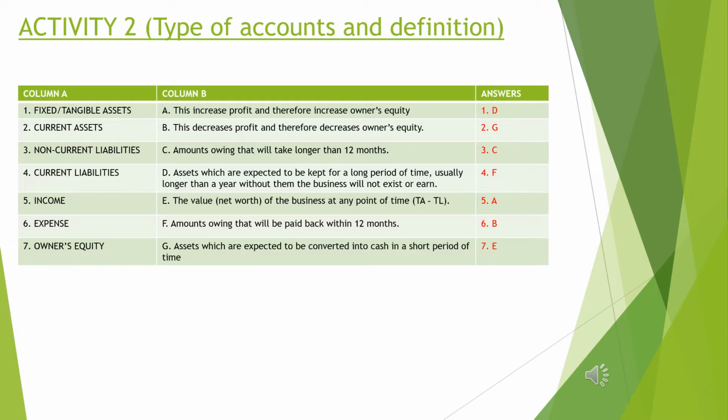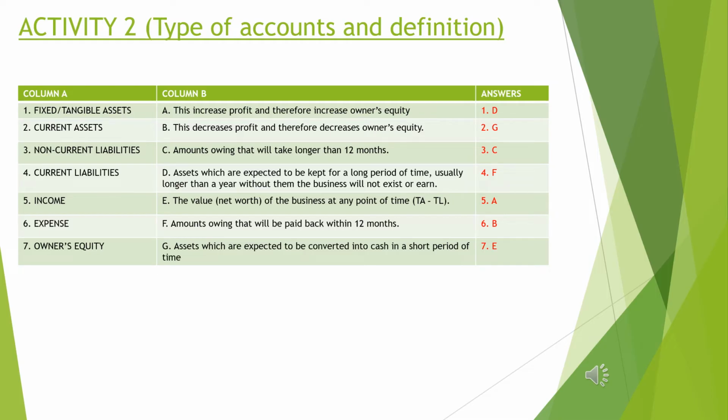So let us continue. D, assets. By telling us assets, it means that it's between current assets or non-current assets. So the term asset gives us a clue to limit our answer to number 1 or number 2. So it's either fixed assets or current assets. But let us continue.